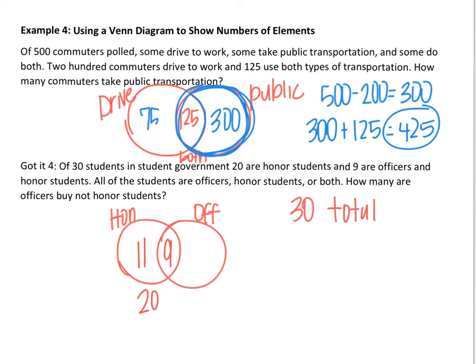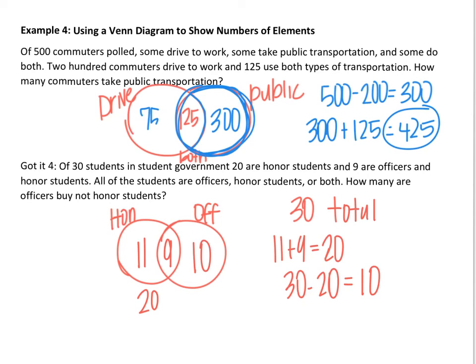So how many are officers but not honor students? So if 9 are both and 11 are just honors, that makes 20, which we already knew. And then we'll do 30 minus 20, and that's 10. And then they should all add up to 30, so 21 plus 9 makes 30. So that works out. So 10 of them are just officers.